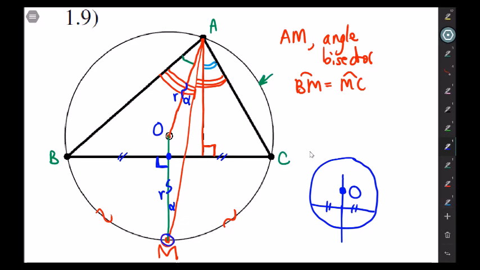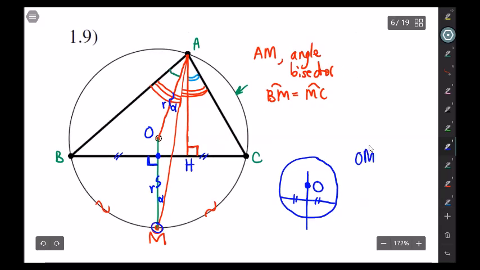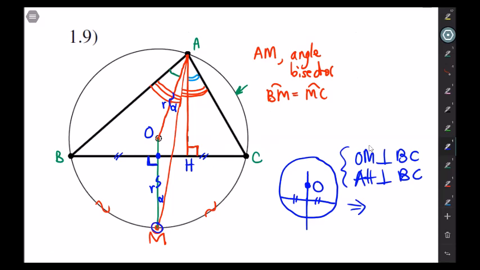Does isogonal conjugation work? Of course, that's the whole point of this thing. This is a special thing. Yes, now we are in a very special position because look at that. OM is perpendicular to BC, AH is perpendicular to BC. So as a result, what happens? Let's write that down. OM perpendicular to BC, but AH is also perpendicular to BC. So these two imply that OM is parallel to AH.